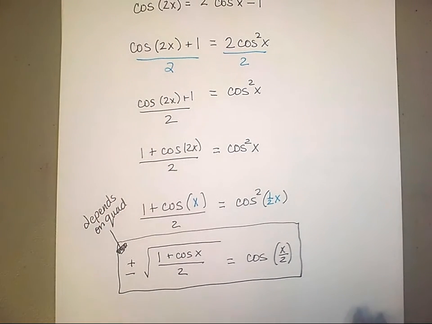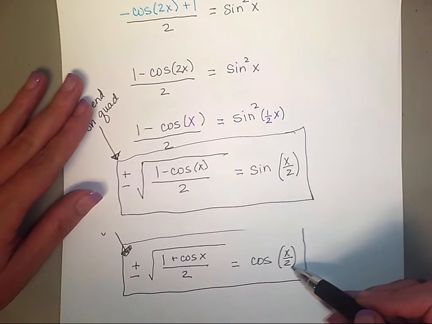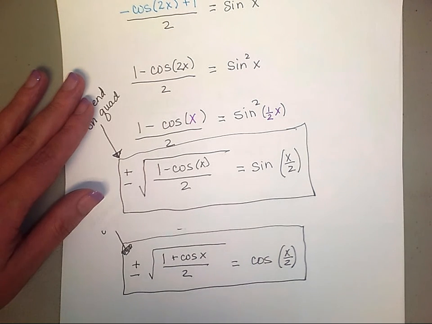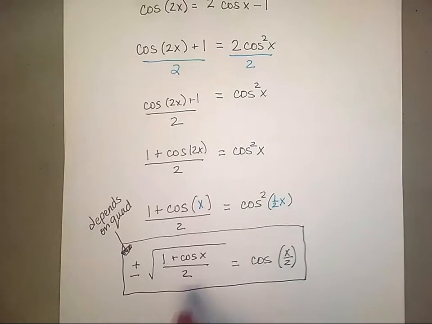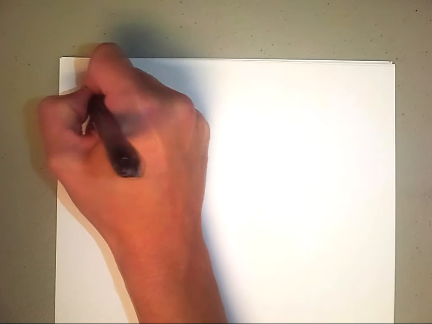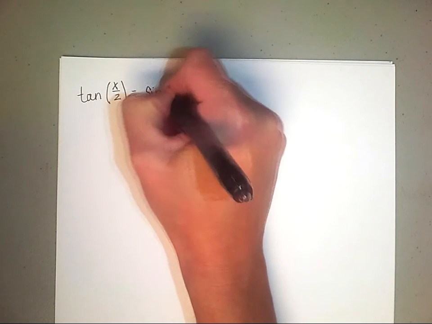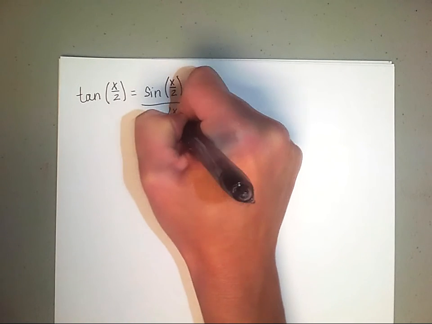Alright, so now we know the sine of the half angle and the cosine of the half angle. Okay? And we're going to look for the tangent of the half angle. So remember that the tangent of the half angle is going to be the sine over the cosine. So we're going to take this over this. Okay, so the tangent of the half angle must be equal to the sine of the half angle over the cosine of the half angle.